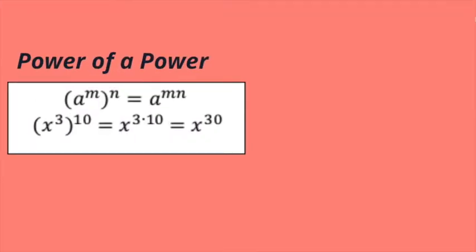Rule number 3 is power of a power rule. So it basically states that when we have an exponent raised to another exponent, we can multiply those two exponents together. So in this case, x to the third raised to the 10th power. So 3 times 10 would give me 30. So be careful here. This is confused a lot with rule number 1. So we do not want to add the exponents here, like 3 plus 10. We want to multiply. So make sure that you are doing it correctly.